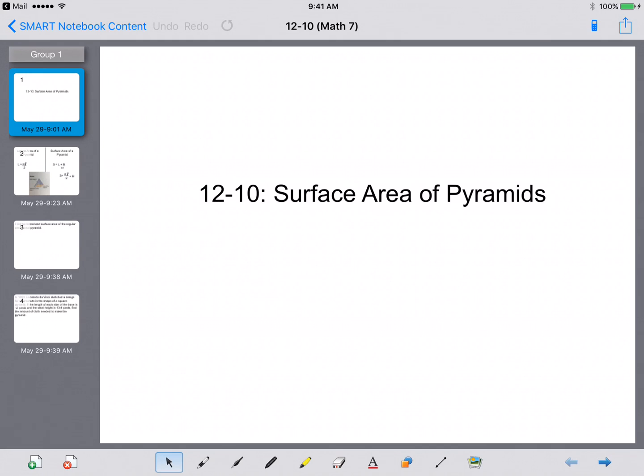We're on to your final chapter of Math 7, 12/10: surface area of pyramids.